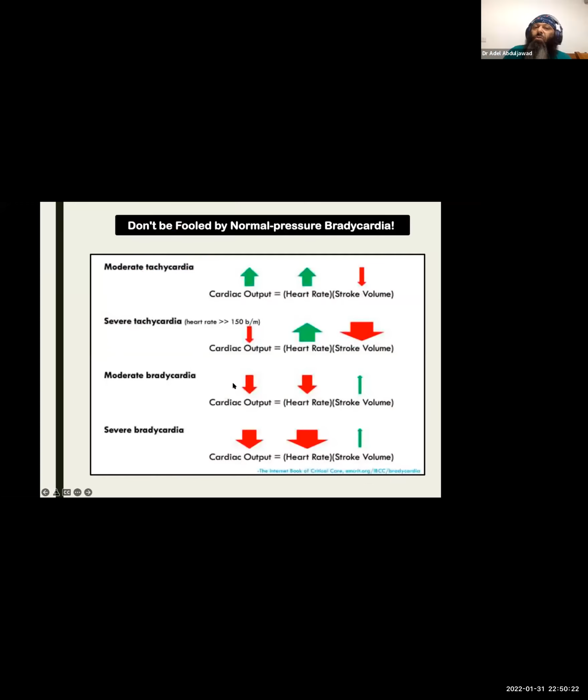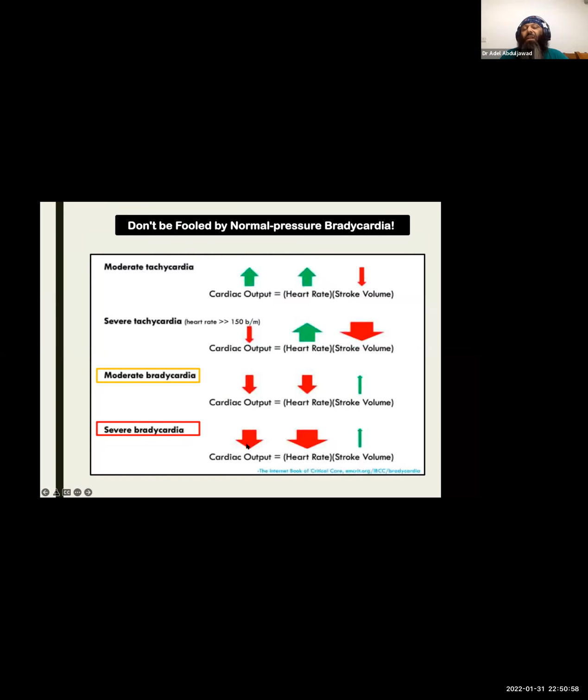As I told you, do not be fooled by a normal blood pressure with bradycardia, because here is the illustration of the cardiac output. As we all know, the cardiac output is the heart rate multiplied by the stroke volume. Initially, if the heart rate is reduced, there is a compensatory mechanism that increases the stroke volume, but within certain limits. If the heart rate gets lower and lower, with severe bradycardia, the stroke volume is still limited.